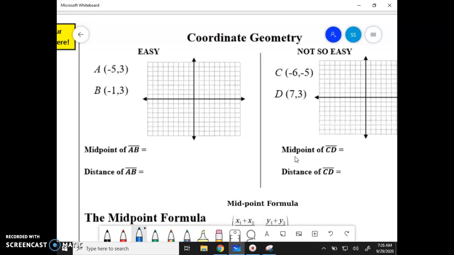So the first thing we want to do is plot these points. Remember, this is your x, this is your y: x, y. This is your y-axis, this is your x-axis. To plot point A, I'm going to go back 5 on the x-axis, and then up 3. So this is point A, and point B is going to be back 1, up 3. All right, there's point B.